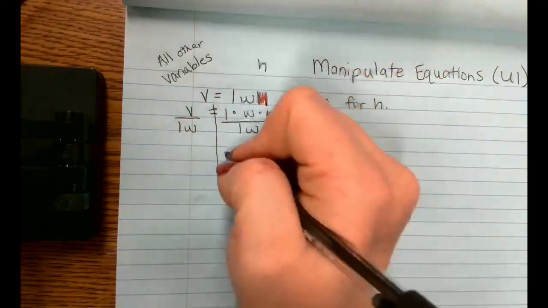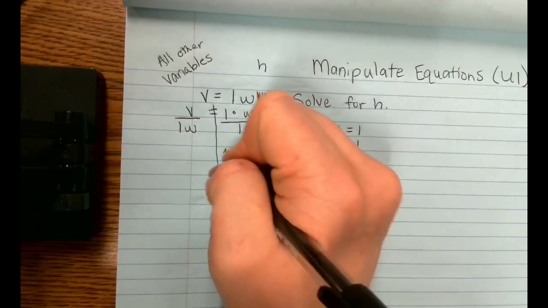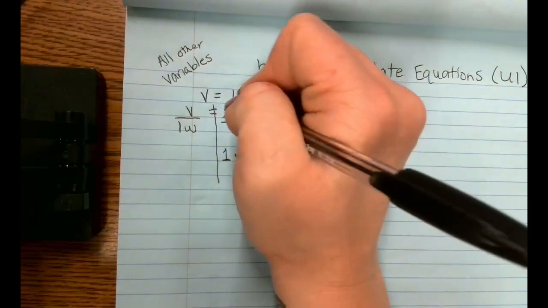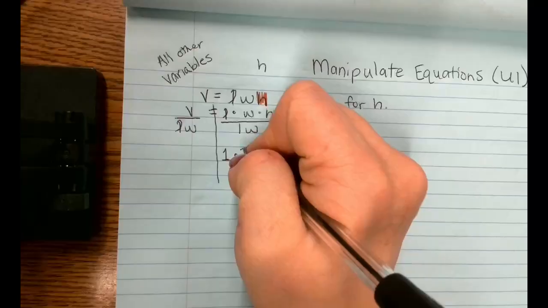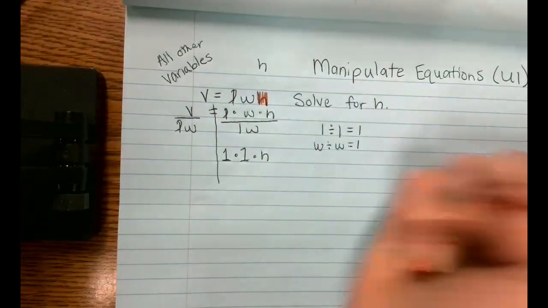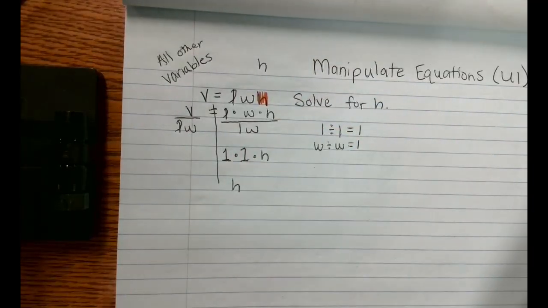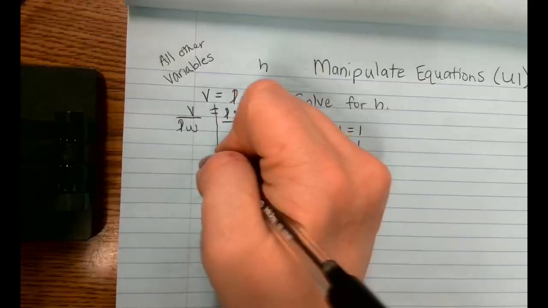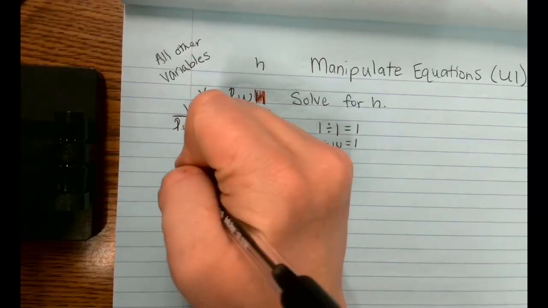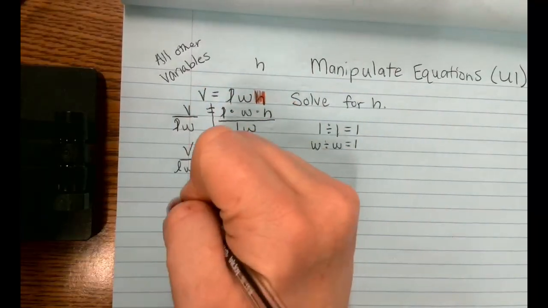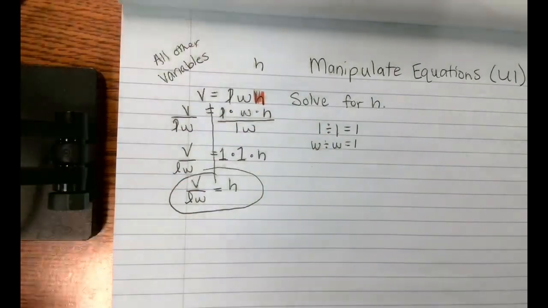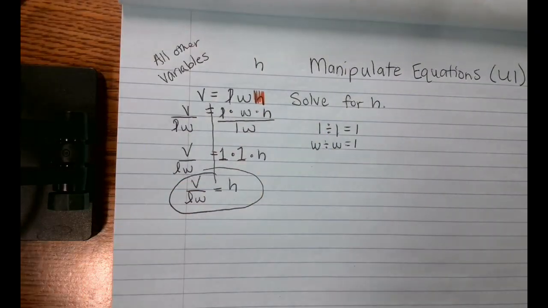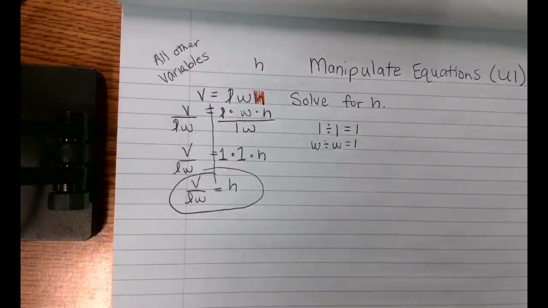So we end up with 1 times, I'm going to make my 1's look a little different and my l's look a little different, because it can get confusing when all the l's look like 1's. If I have 1 times h, I just end up with h. So it's by itself. Now over here, I'm just going to keep it: V over length times width. And that's how we manipulate an equation. This is a really handy skill, and you're going to be building on this a lot. So we really need to learn how to manipulate equations.